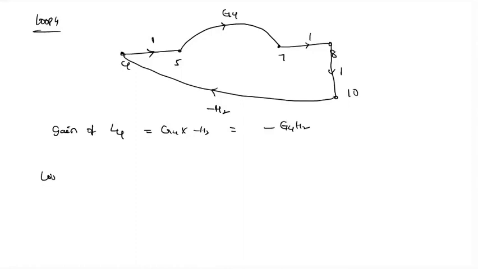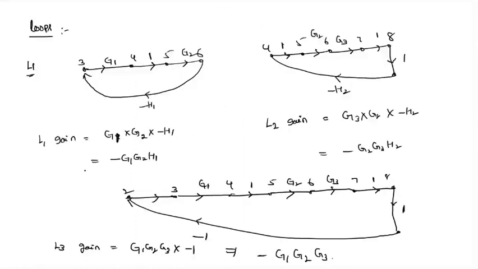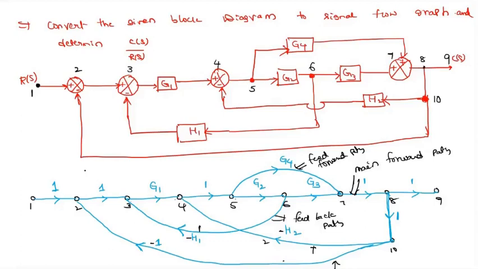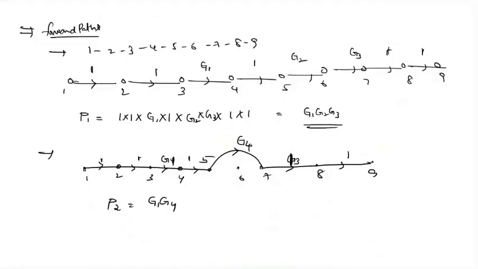Then one more loop we have. What is the loop? Tell me. One more loop. 2, 3, 4, 5, 7, 8, 10, 2. Right. Previously it started from 4. Now it starts from 2, 3, 4, 5, 7, 8, 10. So let me draw that one.